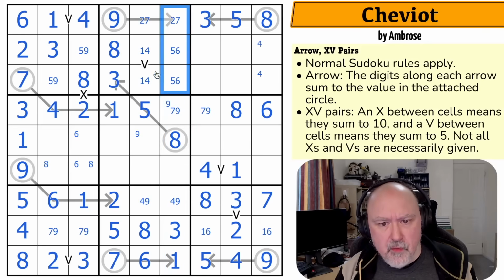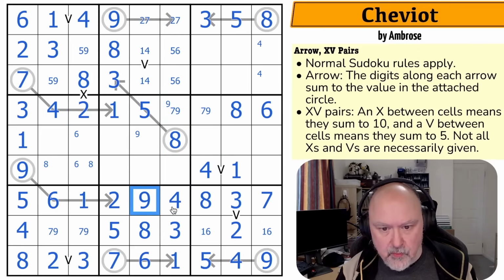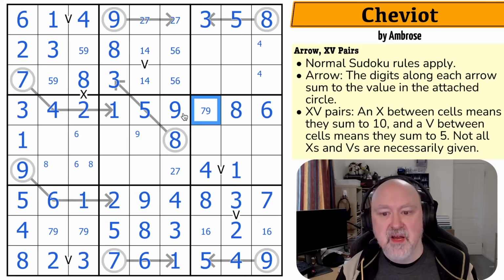I can't put 4 in those because the 4 is in one of those two cells. I can't put a 4 there because of that. That's an 8. I can't put a 4 there because of that. That's the 4. That's the 9. So this is 2, 7, or 9 only, and it's not a 9. So that's a 2, 7 pair. That's the 9. That's the 7.